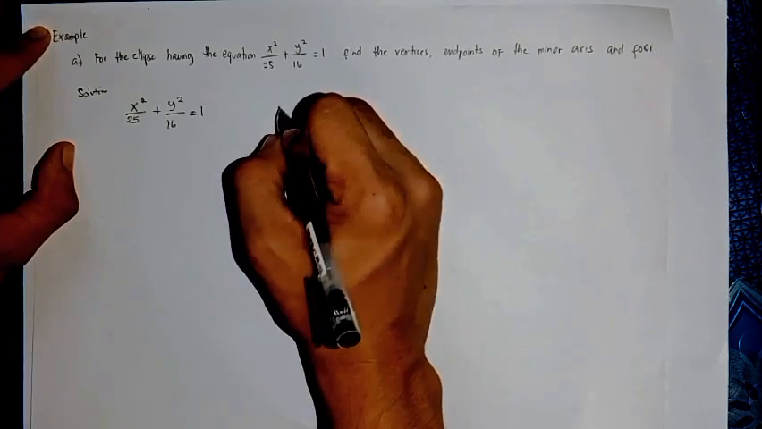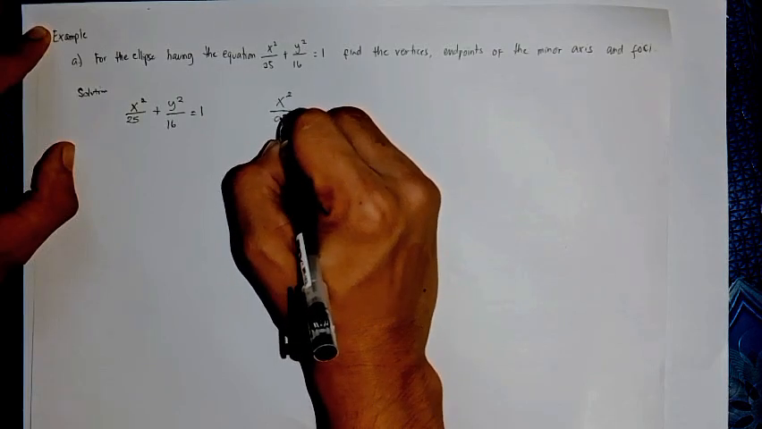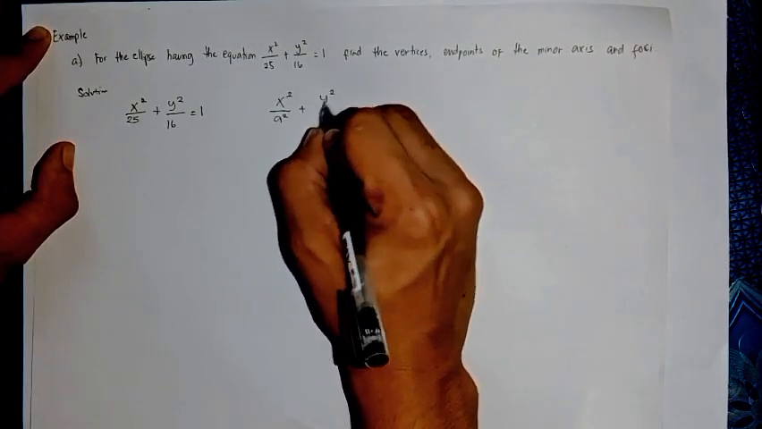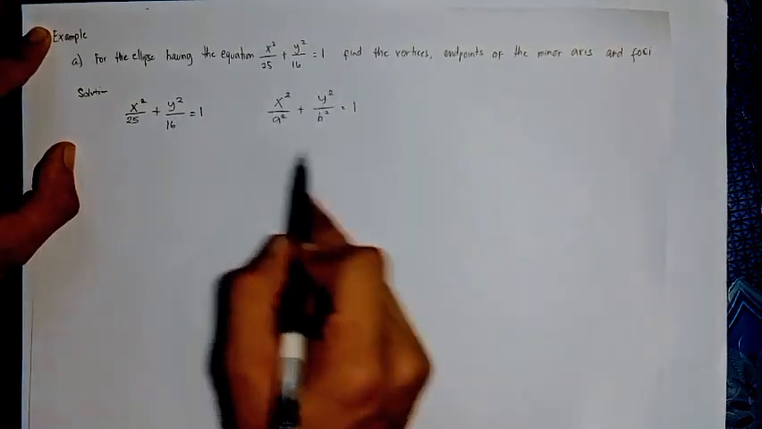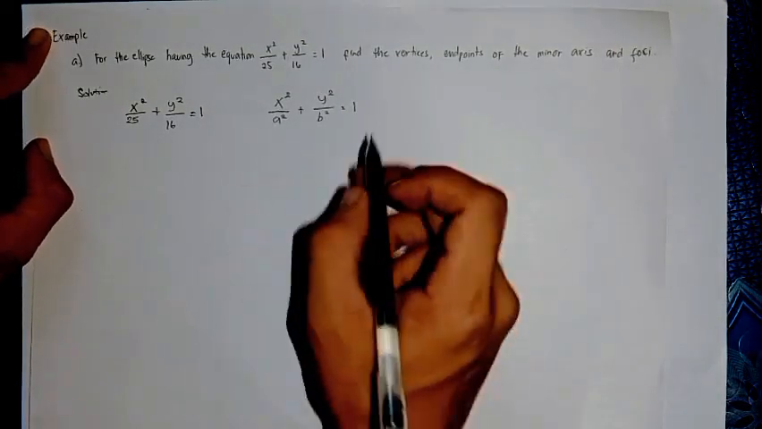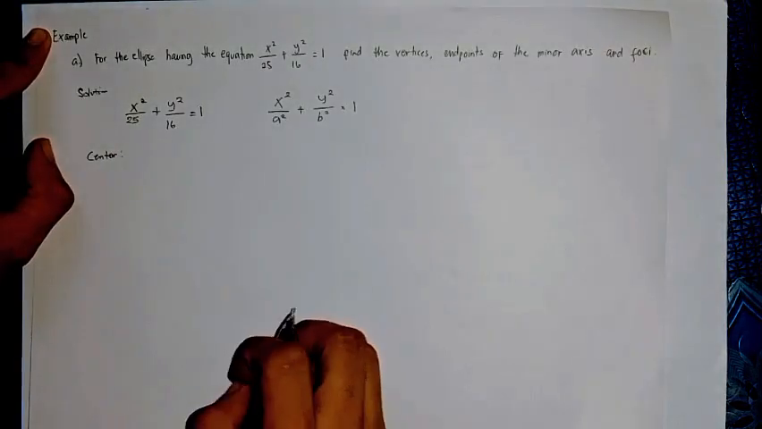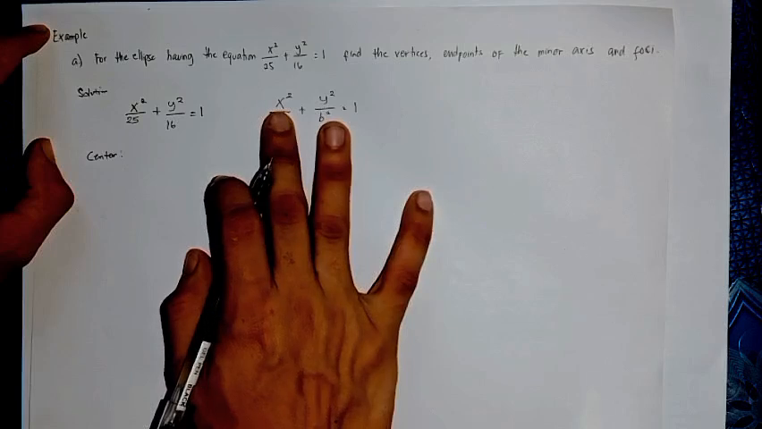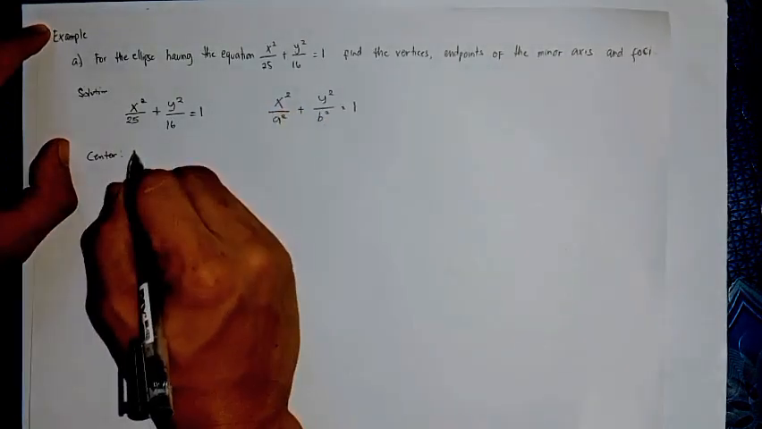So x squared over a squared plus y squared over b squared is equal to 1. This is now the formula that we are going to use. Now, first find the center. Since it has no h, k, meaning the center is at the origin. So (0, 0).